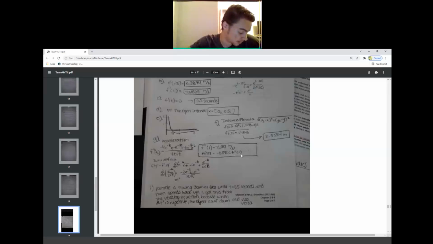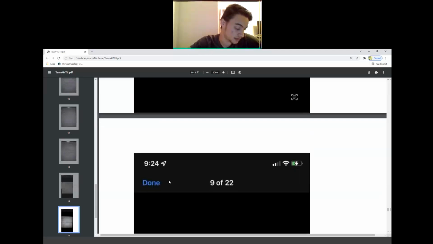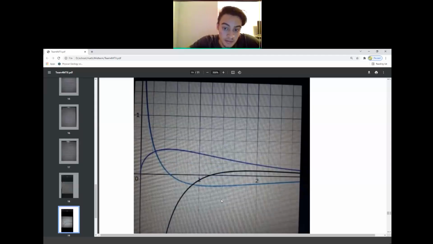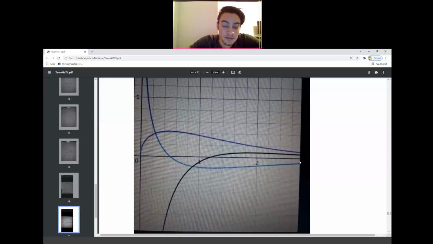And then for part H, using Desmos, graph the position, velocity, and acceleration functions for the first 2.5 seconds. The purple line is your position function, the blue line is your velocity function, and black is acceleration. You can see how those correlate as they hit the zeros and then all trend back to the 0 line because it's all decreasing.